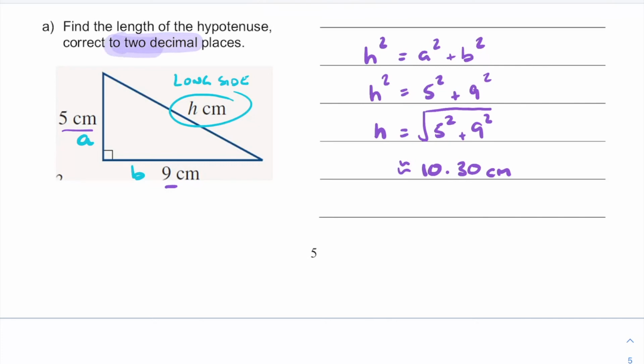Now just remember, 2 decimal places means that you need to have 2 decimal places in your answer. If your answer there was just 10.3 in your calculator, you need to add that 0 because the question wants 2 decimal places. Okay, very important that we answer what the question wants. All right, let's have a look at another example.